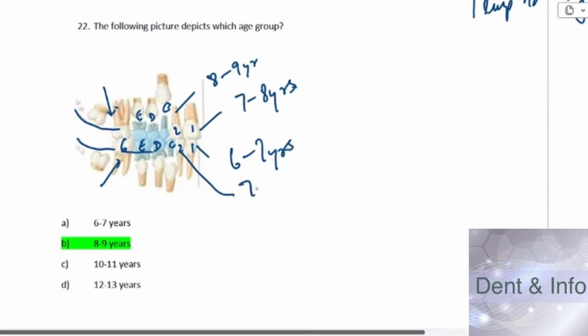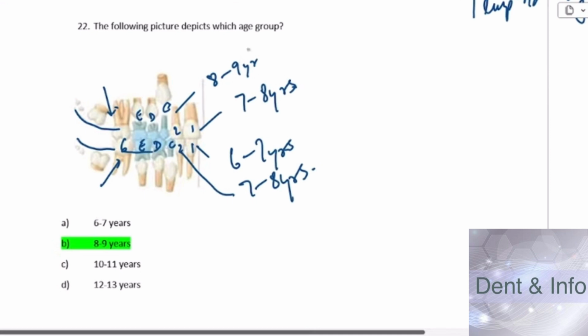Mandibular lateral incisor is 7 to 8 years. Now maxillary lateral has also erupted, so it is more than 8. Also you can see that in the deciduous canine, root resorption is taking place, but none of them has been replaced yet. None of the premolars have erupted yet. CDE is still intact. DE has not been replaced by premolars.